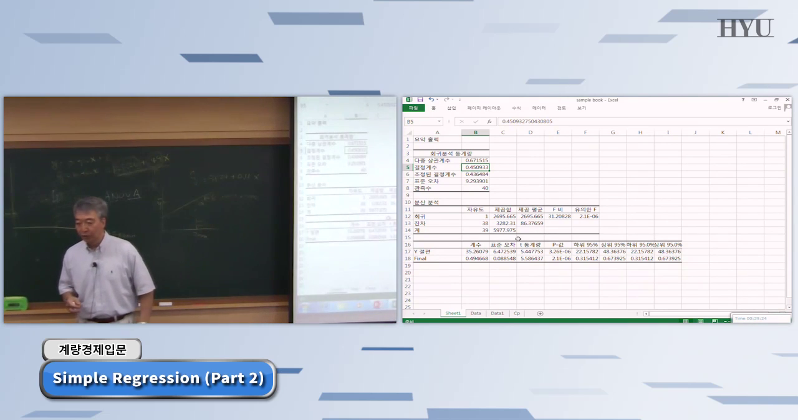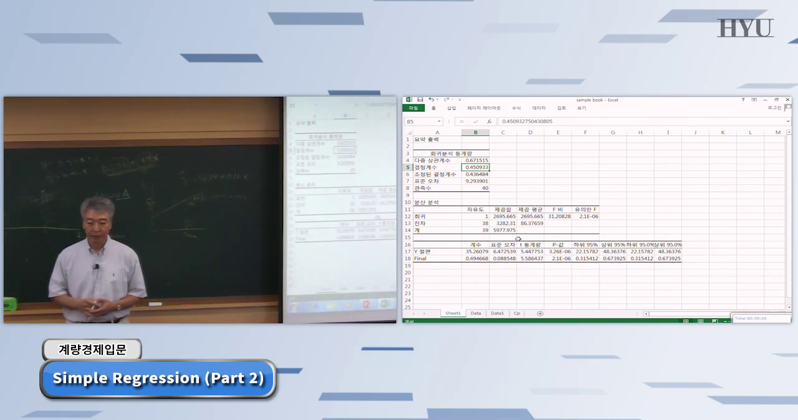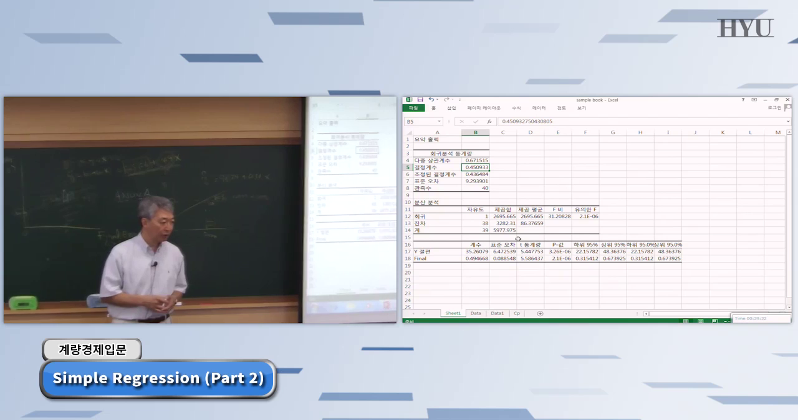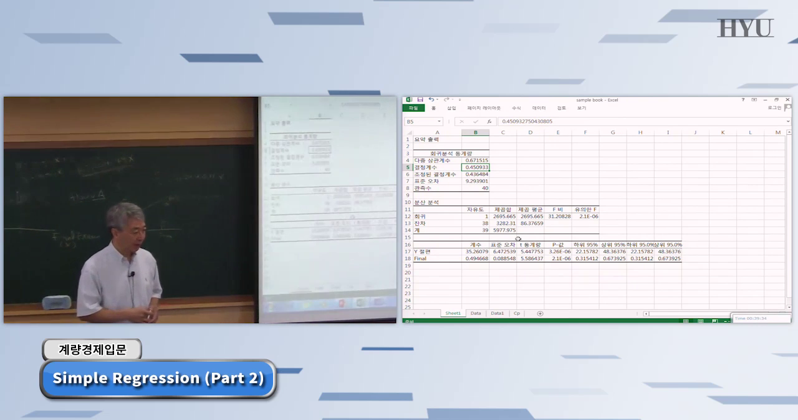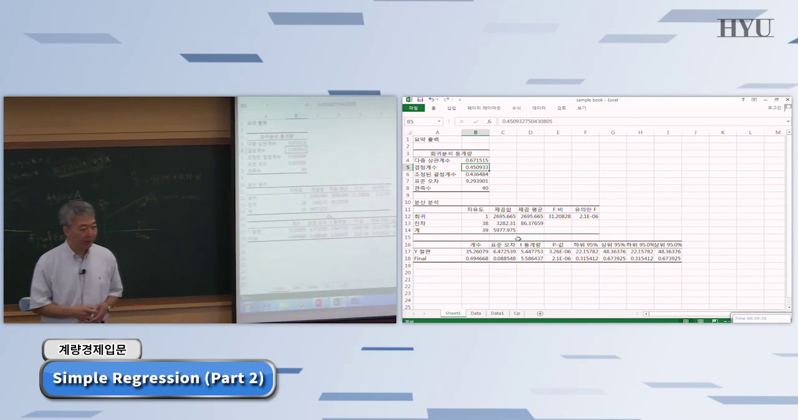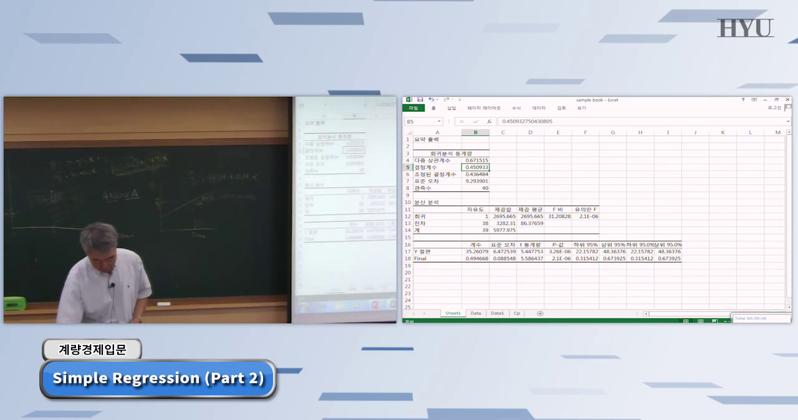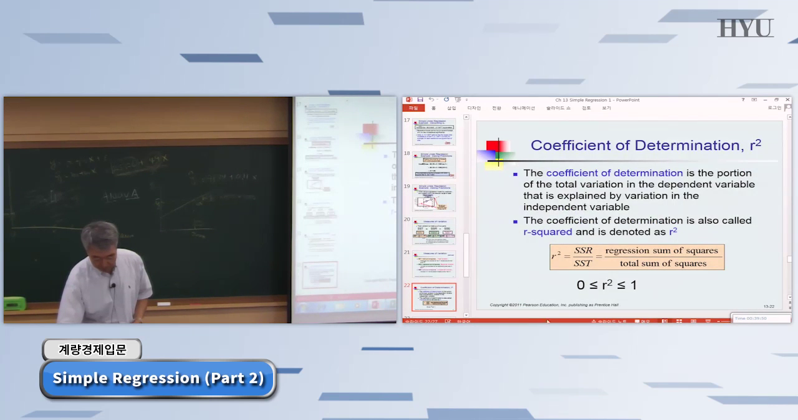So in general terms, the R square gives a percentage or portion of the total variation in the dependent variable y, which is explained by the variation in the independent variable x. I guarantee that that will be on the exam.